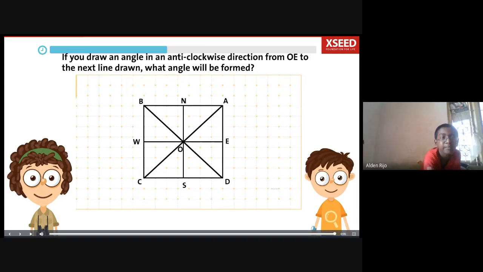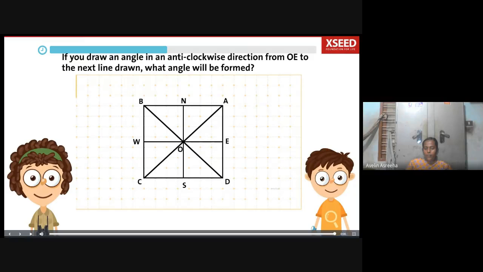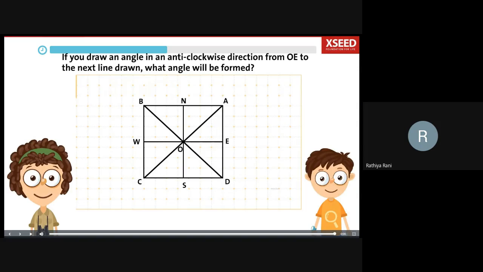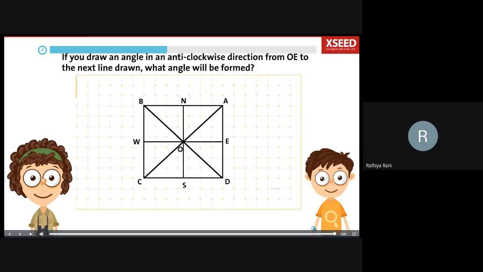Ma'am, shall I say? Okay, Rijo knows the answer. Evelyn? No, ma'am, don't know. So listen, OE. What is the next line when we move anti-clockwise? OD. Anti-clockwise, not clockwise. OD means you are moving clockwise. Anti-clockwise means the opposite direction of clockwise: OA. So OE and OA, what type of angle will it form?